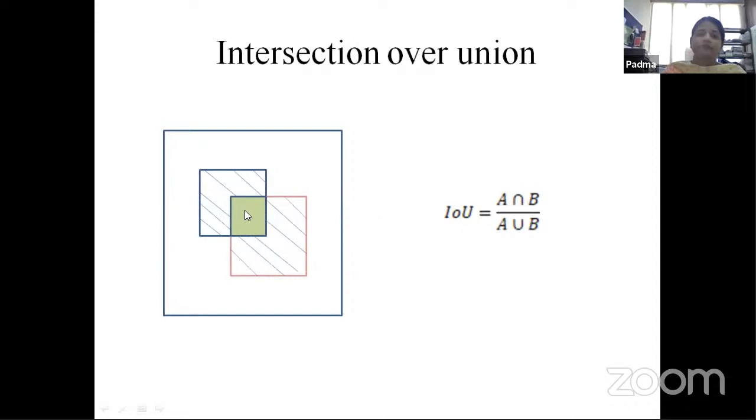So union is the entire region of the ground truth and the predicted one, whereas the intersection is just the common area, right? Once we compute this value, we can keep a threshold. Suppose the threshold value is 0.5. If the IOU generated is greater than 0.5, then we say that the object is there in that particular predicted box.